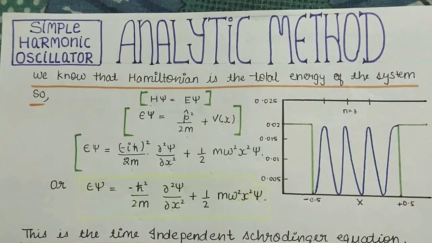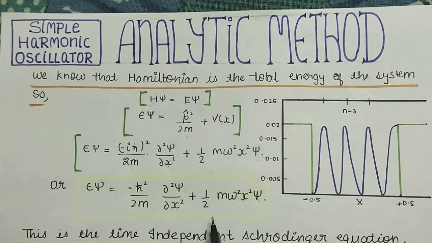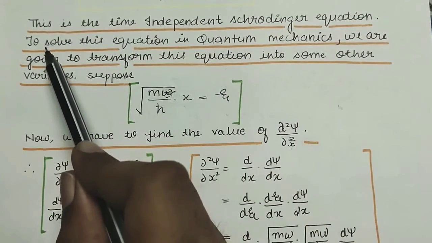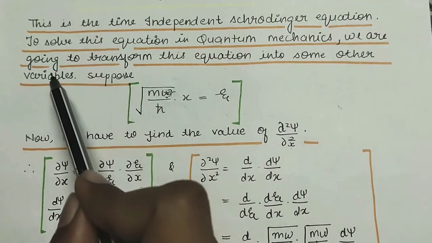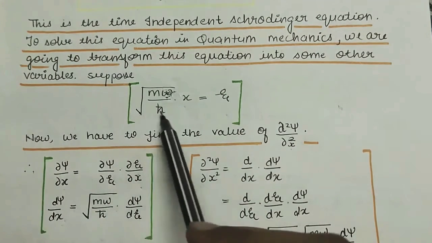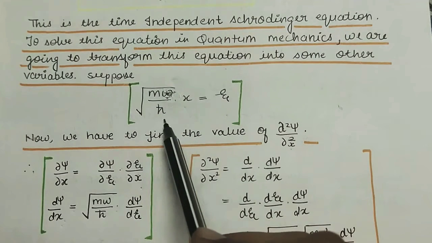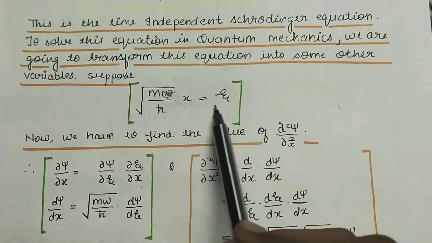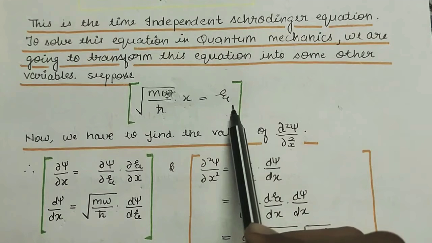As in this equation there is no time term. To solve this equation in quantum mechanics, we are going to transform this equation into some other variables. Now suppose square root of m omega upon h cross, dot x, equals xi. This is a Greek symbol called xi.